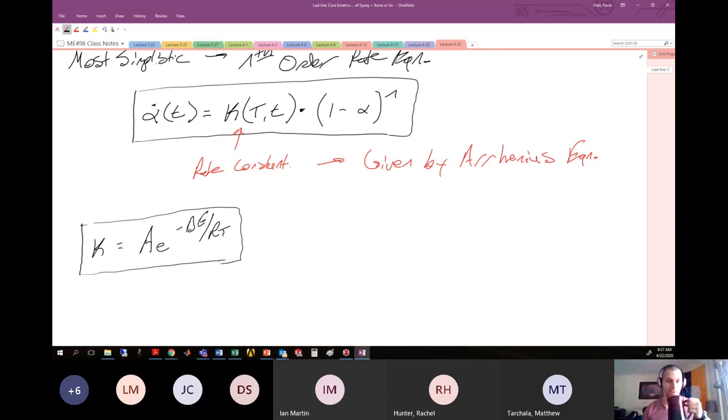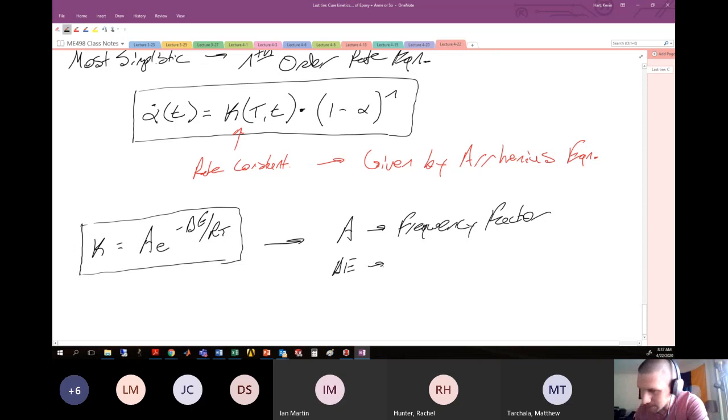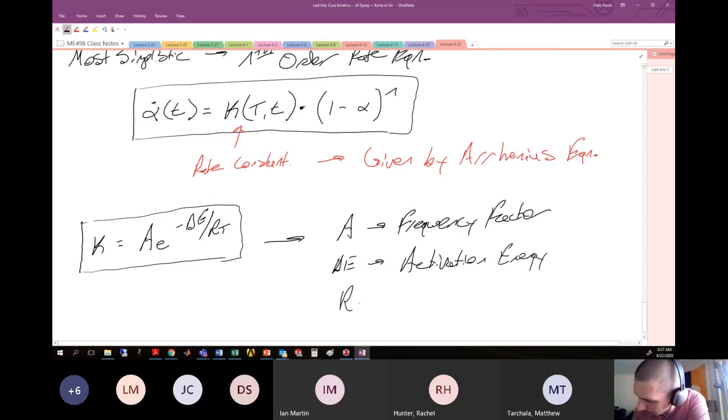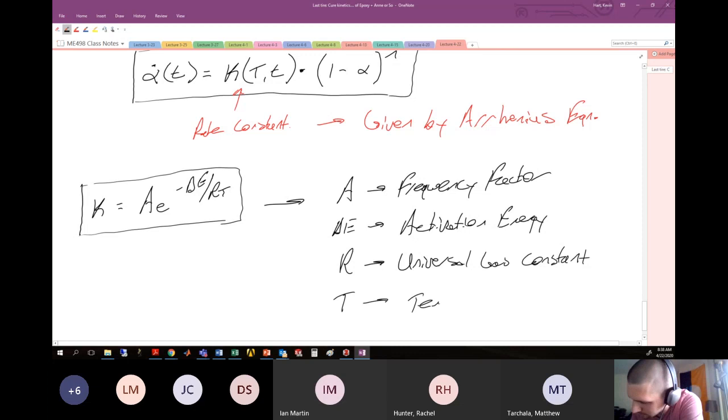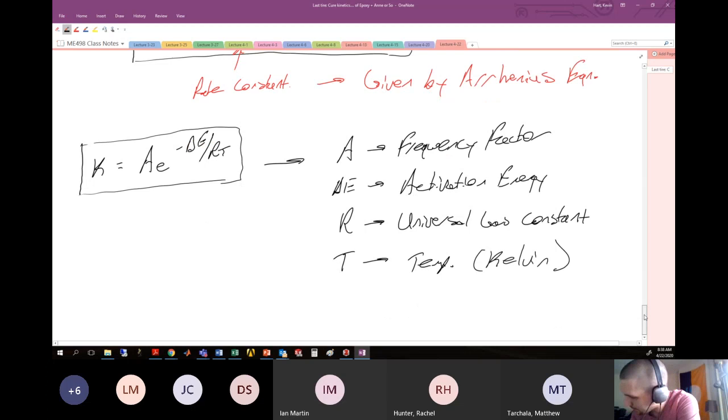This is the general Arrhenius reaction rate for most chemical reactions. In this particular equation, A is called the frequency factor. Delta E is the activation energy, different for each particular resin. R is the universal gas constant. And here T obviously is temperature. Important here that you're working in Kelvin. Remember, Kelvin differs from centigrade by a value of 273. So make sure you know that. This is the K that feeds in here.